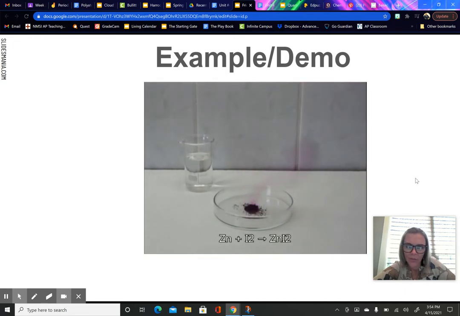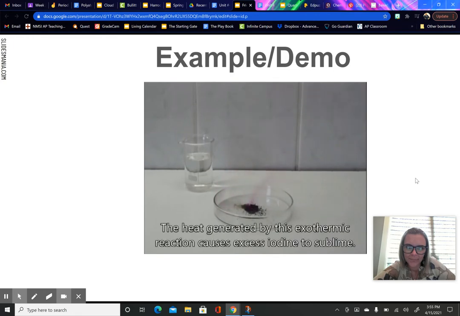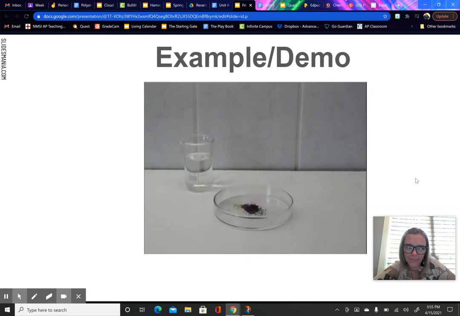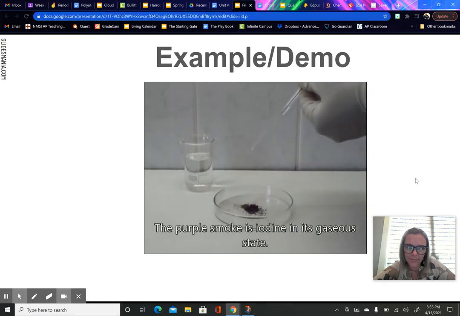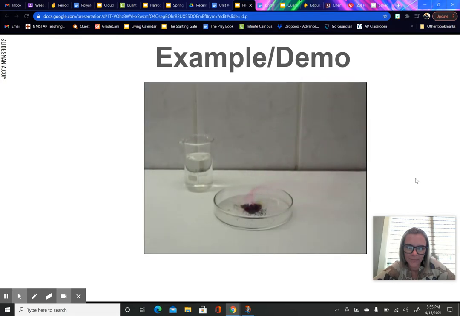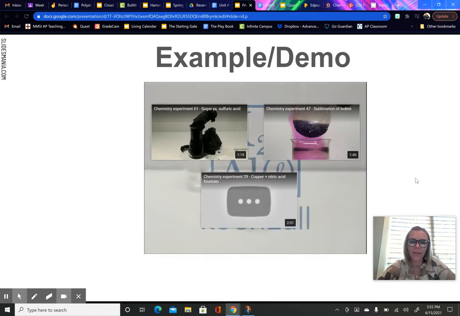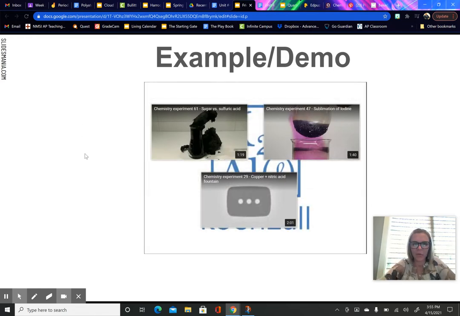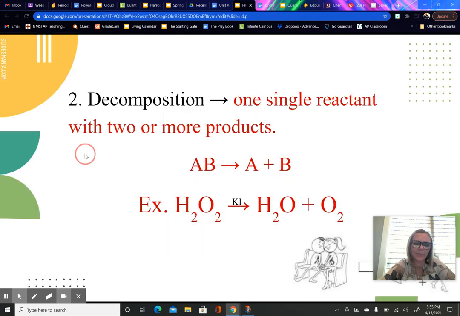And there is evidence of chemical change. So go ahead and write down on your notes paper what evidence you see. All right, so there you go. Evidence of chemical reaction.